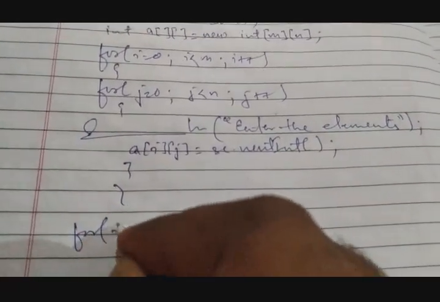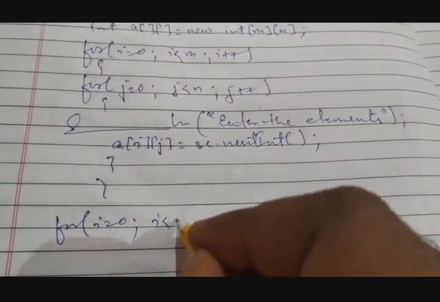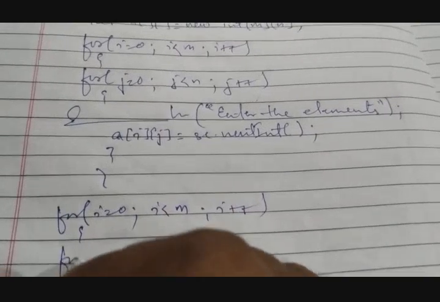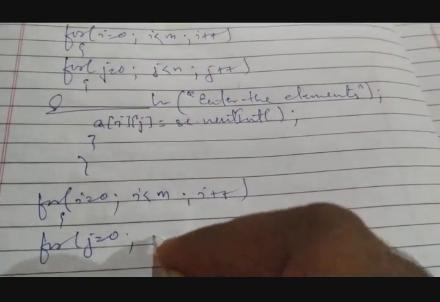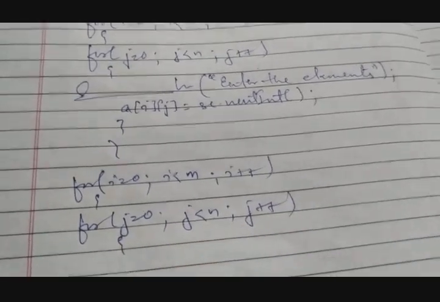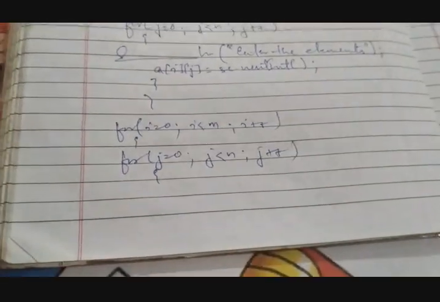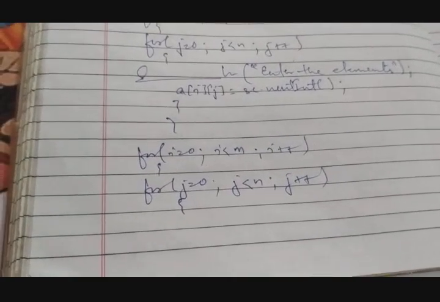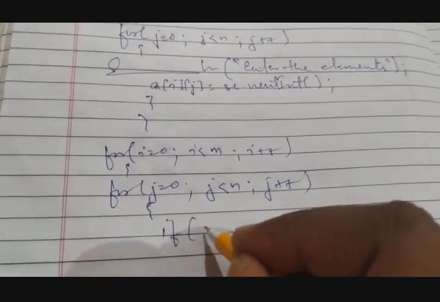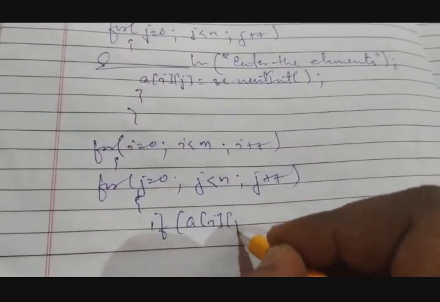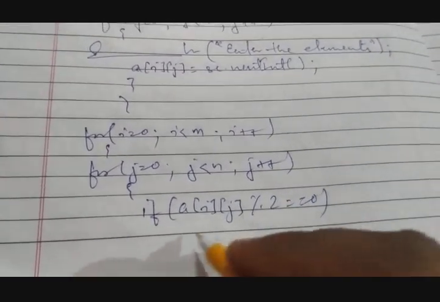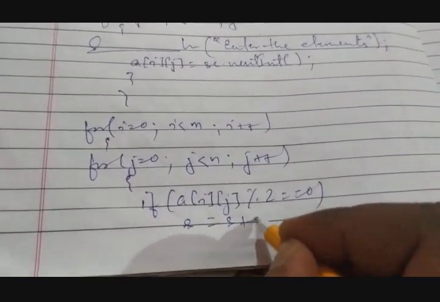So for i equals 0, i less than m, i plus plus, for j equals 0, j less than n, j plus plus. Now what do you have to do? We need to find whether it is an even element, then we need to find the sum of the even elements. So if a[i][j] mod 2 equals 0, then sum equals sum plus a[i][j].